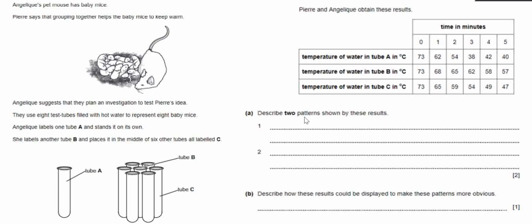Again, two patterns. So analyze the data. Does one increase while the other decreases, or does one increase and the other also increase? We have to study the numbers in the data table. Now, question B: describe how these results could be displayed to make this pattern more obvious.